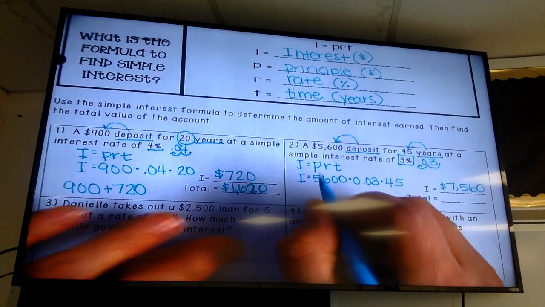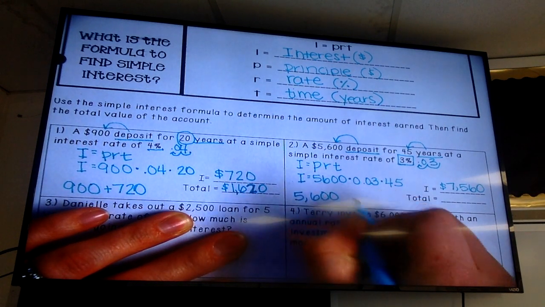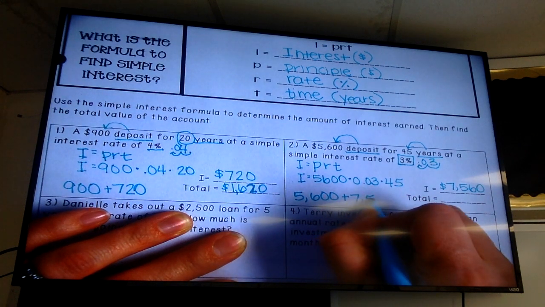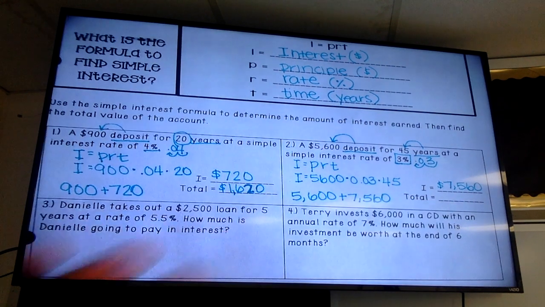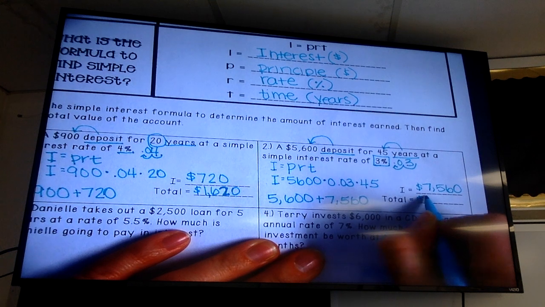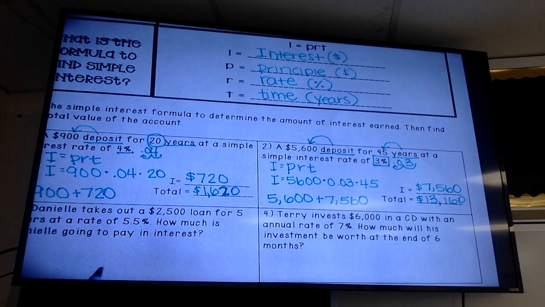Okay, now what's the value of the account? Well, I originally put in $5,600 plus now it has earned $7,560 in interest. And if I add those numbers together, it'll tell me the new account value. So my account value is now worth $13,160.